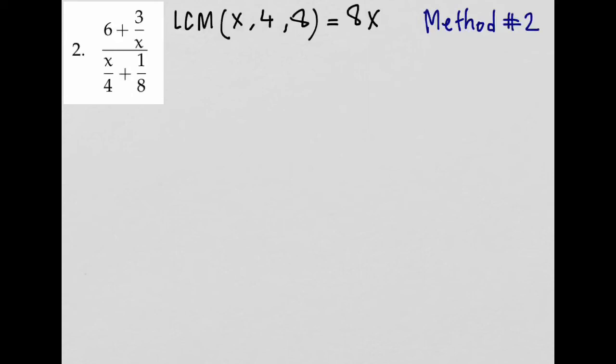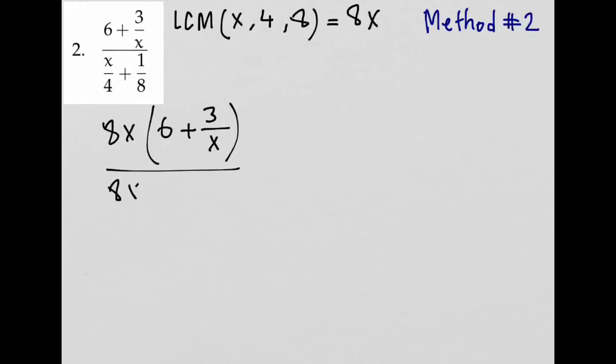Now I'm going to multiply the numerator and denominator of my complex fraction by 8x. We get 8x times 6 plus 3 over x, divided by 8x times x over 4 plus 1 over 8.